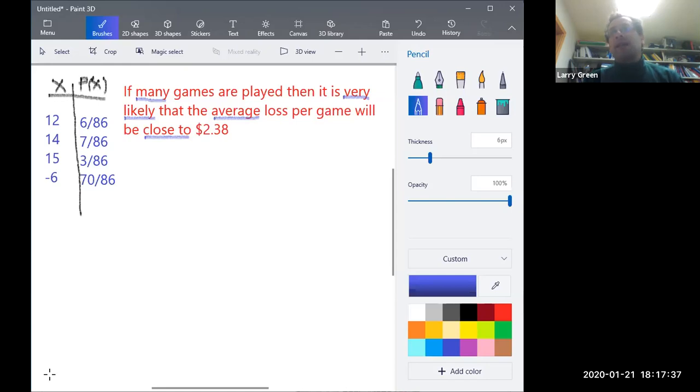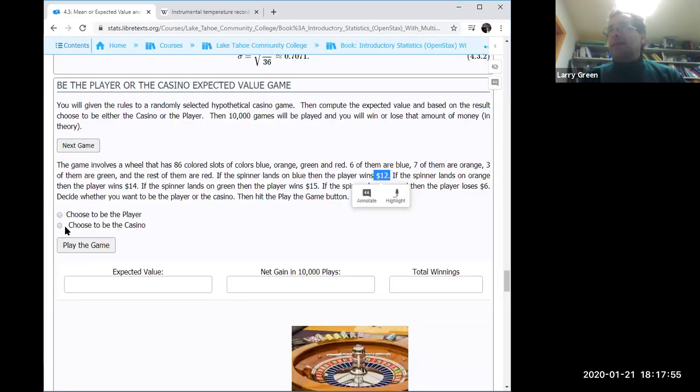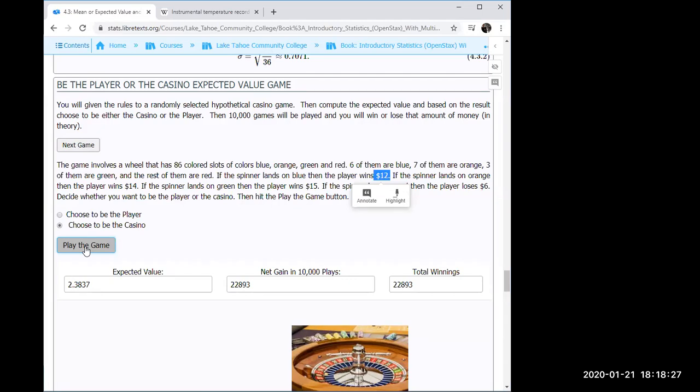All right, let me go back to the game because we got to play, right? By the way, we're going to be the casino because that's a smarter thing to do, right? So let's reshare. So I'm going to choose to be the casino. Should we play the game? Okay. So if you're the casino, notice the expected value is positive 2.3837. And my casino just won $22,000. If you were the player, guess what? You'd lose. Doesn't mean you're going to win every time, but you're likely to win. And notice we're playing 10,000 games. That's many. Any questions on this idea?